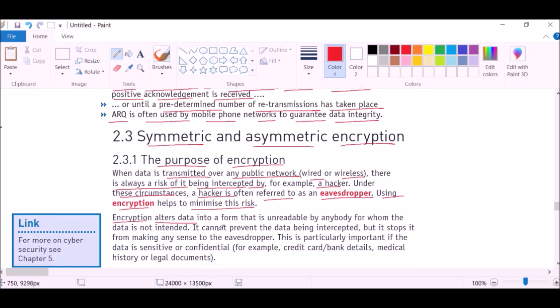Encryption alters data in a form that is unreadable by anybody for whom the data is not intended. It cannot prevent the data being intercepted, but it stops it from making any sense to the eavesdropper. This is particularly important if the data is sensitive or confidential. For example, credit card or bank details, medical history, or legal documents.